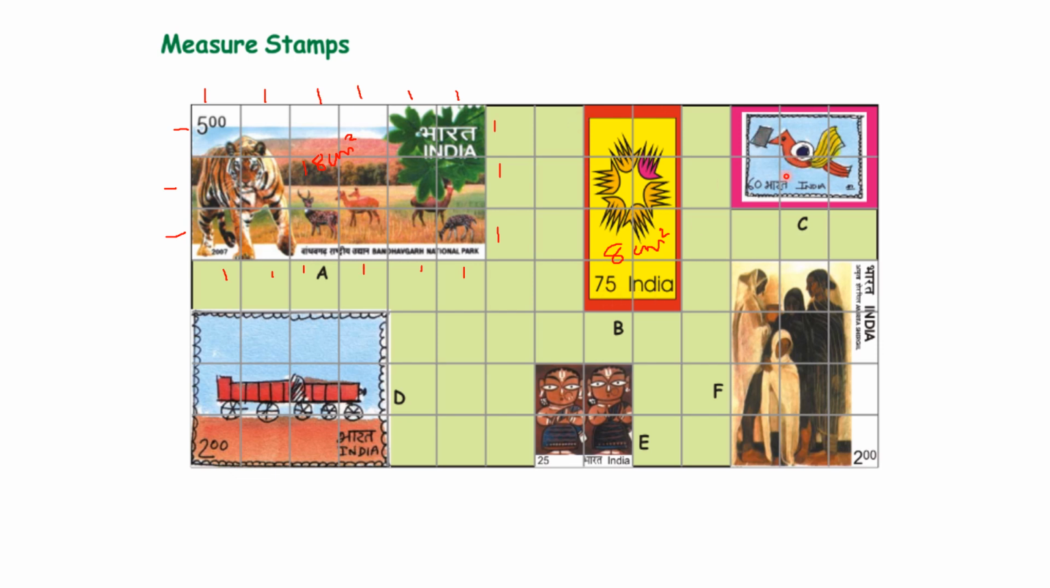Okay. Now third one, that is stamp C. 1, 2, 3, 4, 5, 6. So area is 6 centimeter square. Now what will be the perimeter? Let's count. 1, 2, 3, 4, 5, 6, 7, 8, 9, 10. So the perimeter of this stamp C is 10 centimeter. Okay. Like this you can do stamp D, stamp E and stamp F.